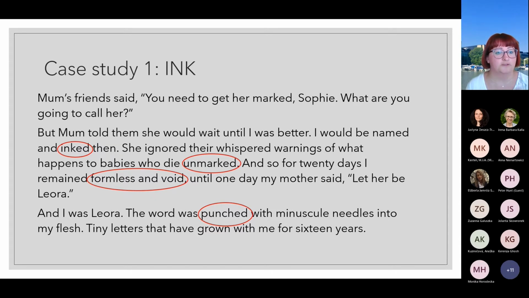The last thing I wanted to point out here is the style. So there's a story. So Mum's friend said this, but Mum told them this. She ignored this, and so for 20 years I remained, and then I was Leora, and so on. This is very storytelling. If you think about fairy tales, this is a storytelling style, and we can ask whether this is what Leora is saying, or it's actually she's reporting what her mom would say when she describes this. So there's a lot to unpack in a small paragraph here.